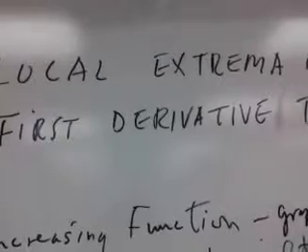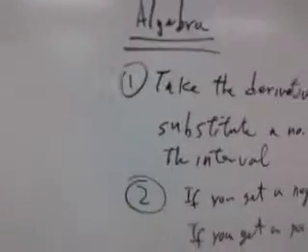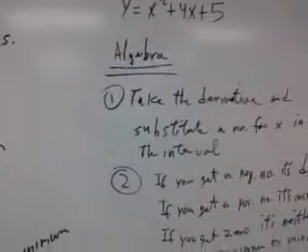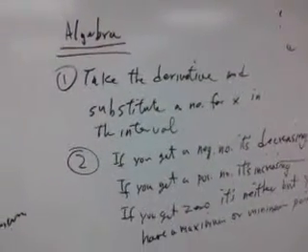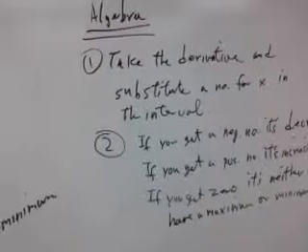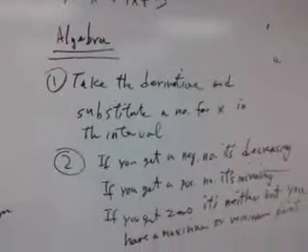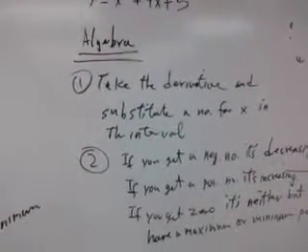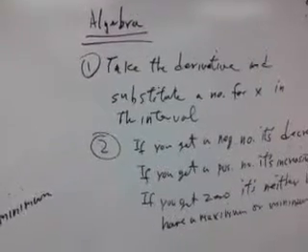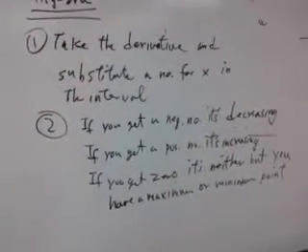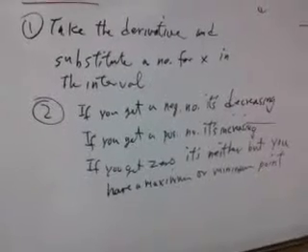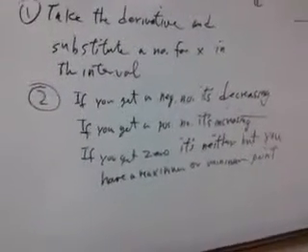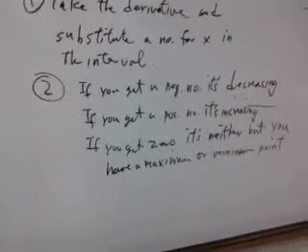And to do that, you simply take the first derivative of the function. That's how you do it algebraically. For the derivative test, you take the first derivative of the function, and then you substitute a number from the interval into it, or sometimes you may have a given number to substitute after you take the first derivative, and then you look at the answer. If you get a positive number, that means the function is increasing. If you get a negative number, that means the function is decreasing.